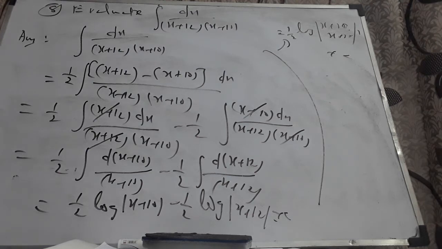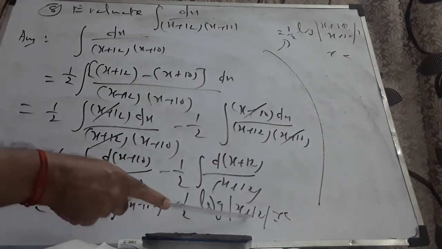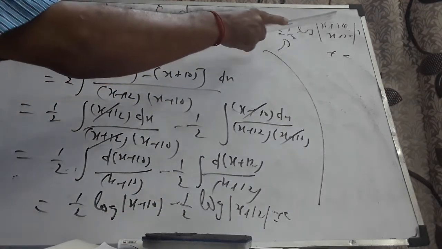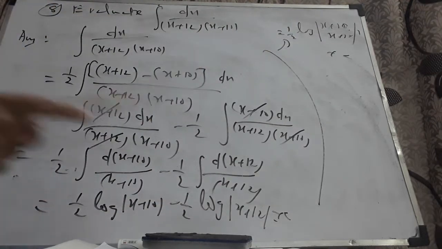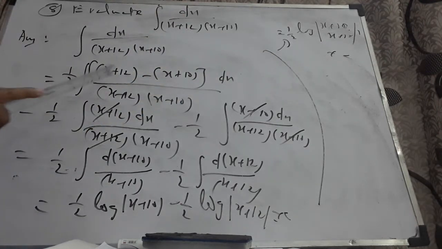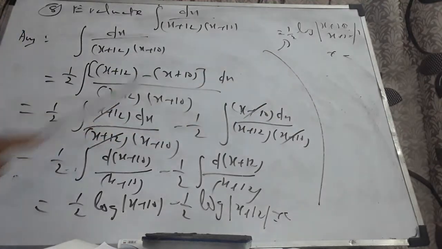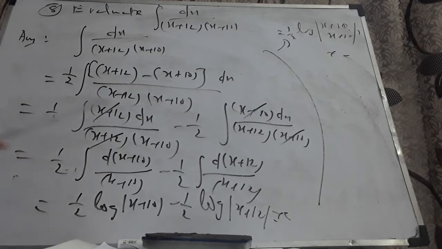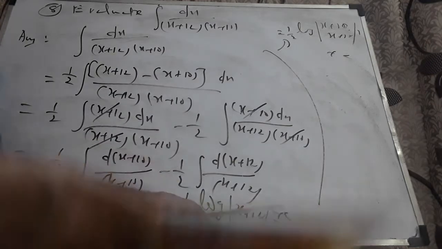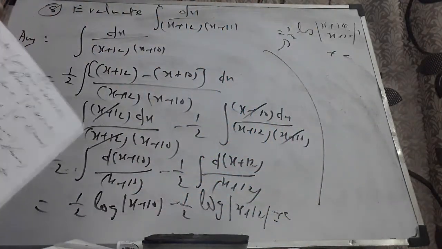It is wrong. It is always wrong. d of a function by the same function will always give you log of the denominator. Therefore, half log mod x plus 10 minus half log mod x plus 12 plus c. Half log mod (x plus 10) by (x plus 12) plus c. That is the final answer. Anyway, here if you apply partial fractions, writing the whole thing as a by x plus 12 plus b by x plus 10, you will get your a and b accordingly. Therefore, you can do it as a problem on partial fractions, or you can do it in an easier way like this also.